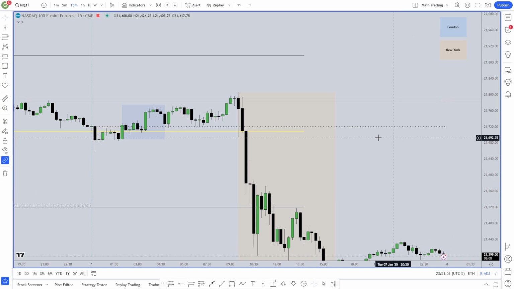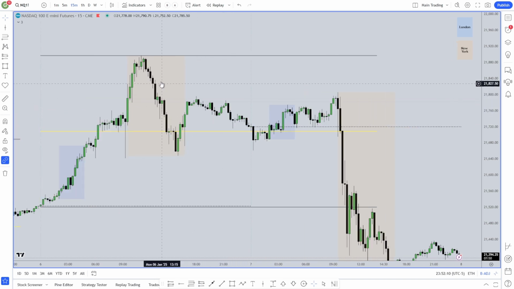First and foremost, understanding that the blue is London, we want to look at the price action in between the session. We're anticipating price moving higher and then breaking lower as we get into New York. Here are some other key things that can help out.